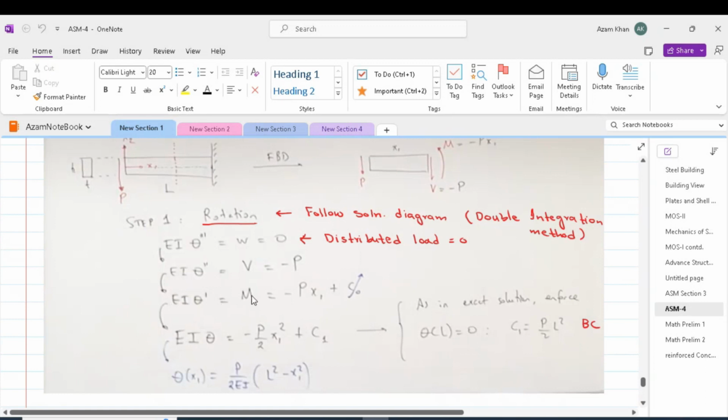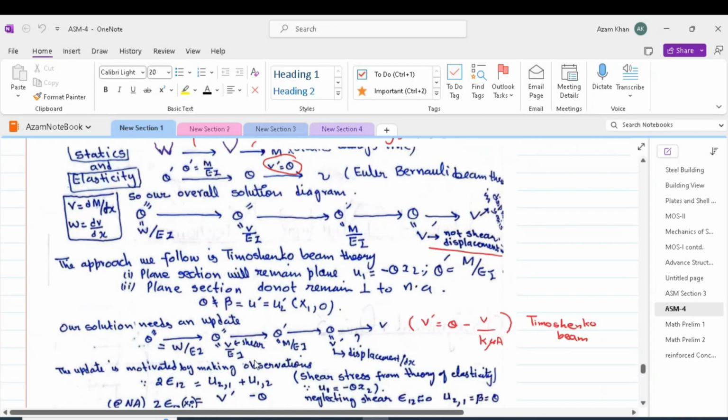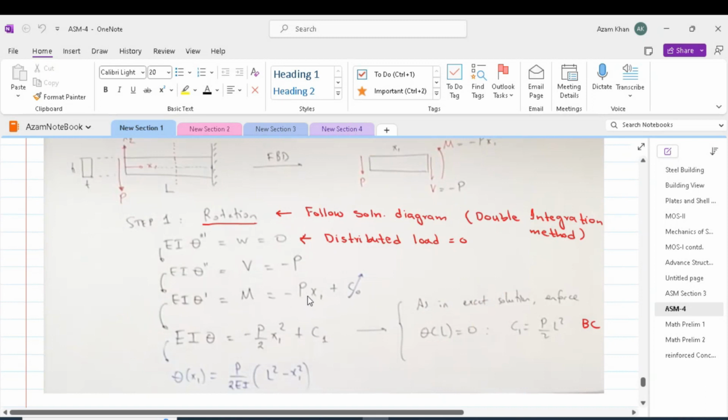EI theta prime is equal to M, which will be equal to minus Px1 plus C naught. So if we integrate our theta double prime, we will get theta prime, and at the right hand side we will have M over EI. So moment is equal to minus Px1 plus C naught. We can find out our C naught now by using the boundary conditions, and the boundary condition can be at x1 equal to 0, moment is equal to 0. So that will give us C naught equal to 0.